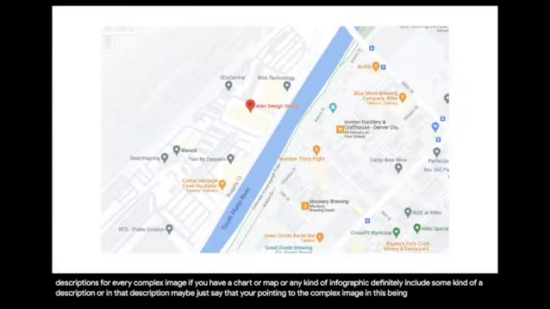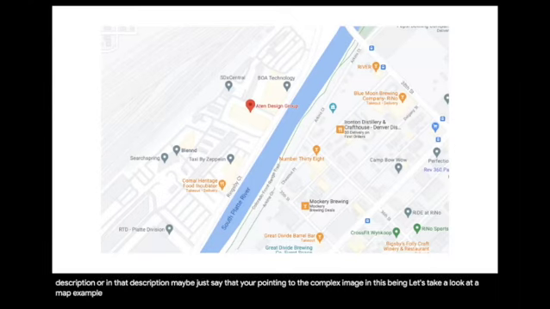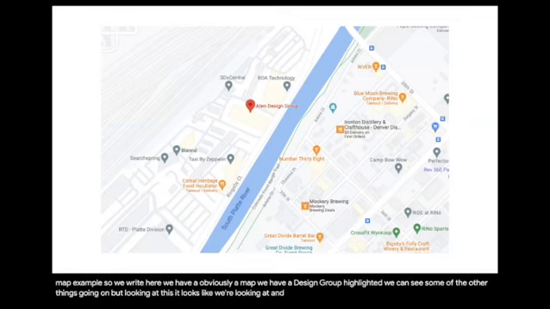So let's take a look at a map example. So right here, we have obviously a map. We have Atten Design Group highlighted. We can see some of the other things going on, but looking at this, it looks like we're looking at Atten Design Group in downtown Denver.